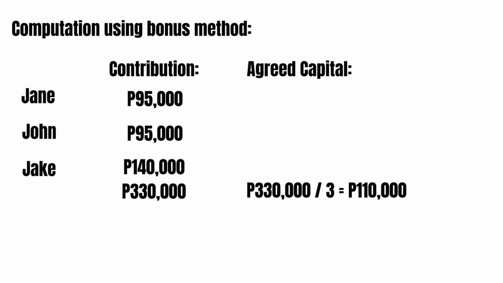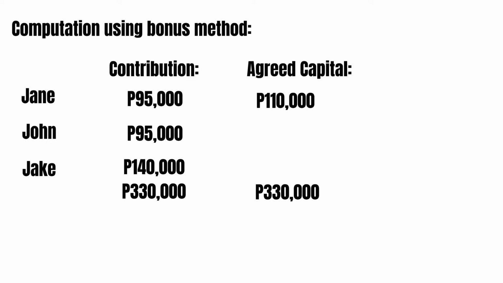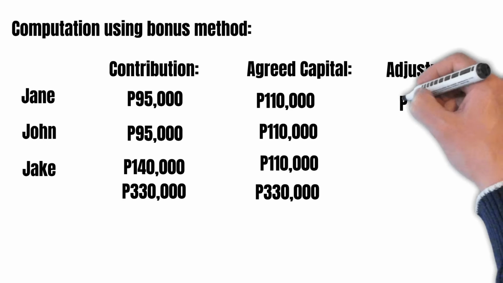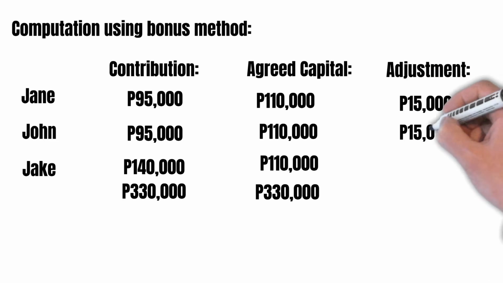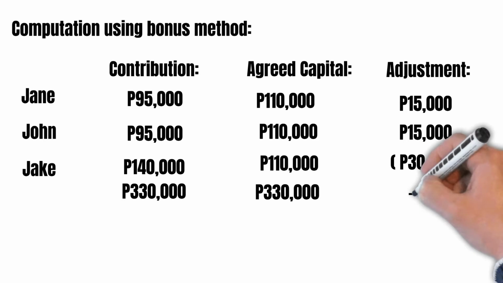330,000 pesos divided by 3 is 110,000 pesos. That's how we arrive at 110,000 pesos for each partner. For the adjustment, a bonus of 15,000 pesos each is given to Jane and John by Jake.